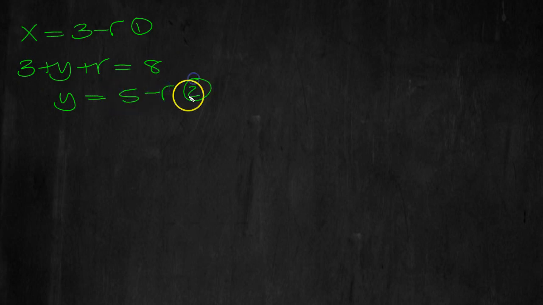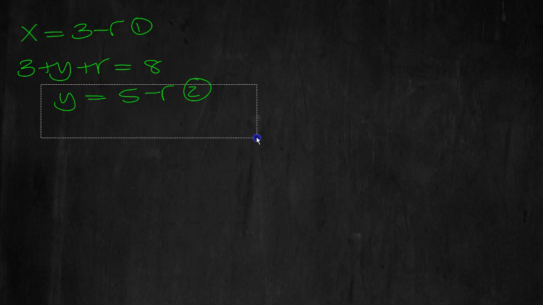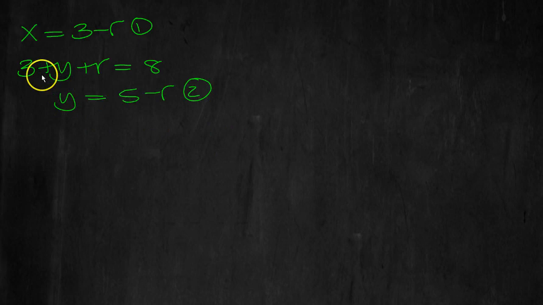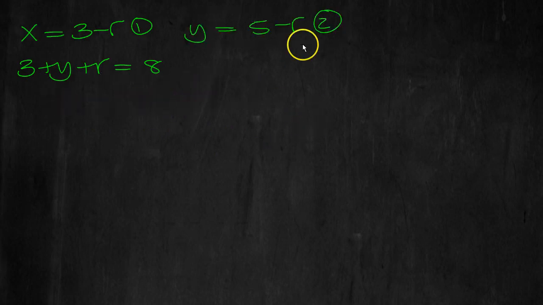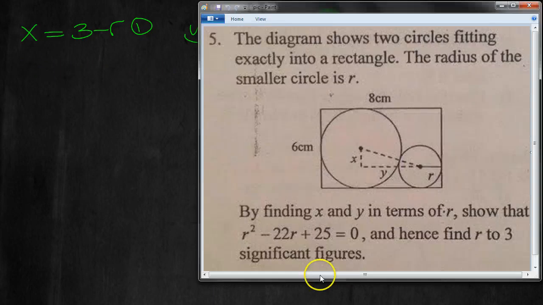So there's equation 2. So we've got both x and y now in terms of r, which if we look back at the question, we'll see that's exactly what it asked us to do. So I'm going to put that there, and that's my second equation. So let's go back to our picture, and it said by finding x and y in terms of r.